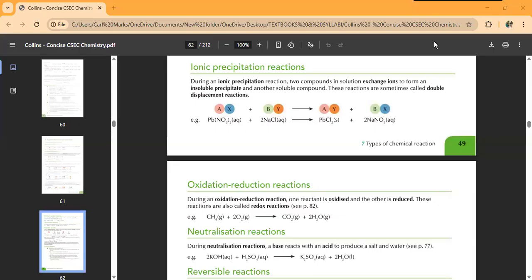Good morning, students. So today we continue looking at the various types of chemical reactions. And the first one we're going to look at is ionic precipitation reactions.